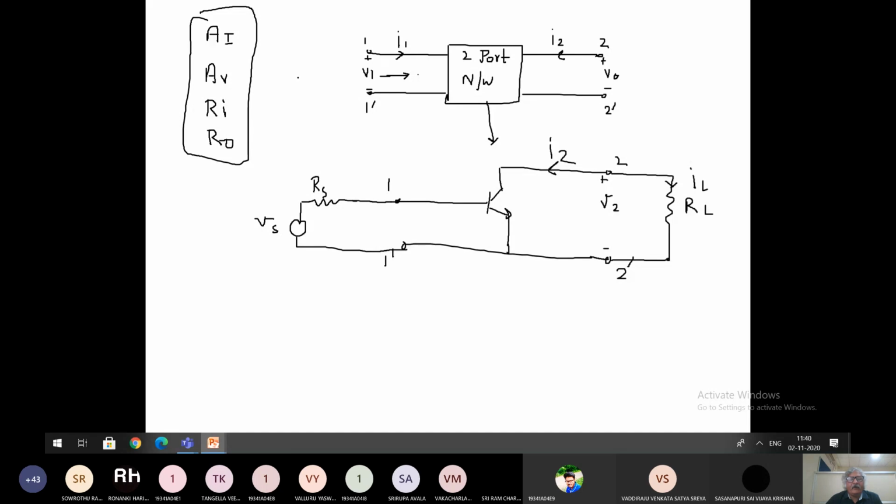Now we will find the overall voltage gain and the overall current gain. Overall means you have to now consider this part also, and this part.